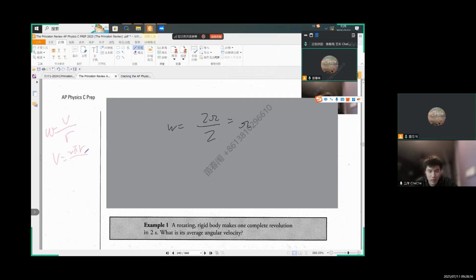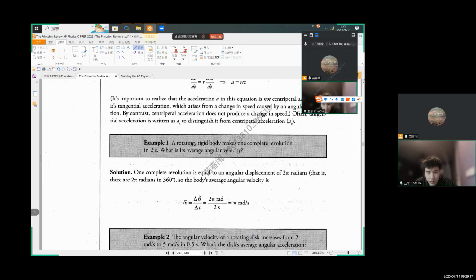And divided by, well, do we know r? Oh, we don't really need it. 2 pi r over t, and then 2 pi r over t over r, right? It's still 2 pi over t. Same thing anyway, right? So this is example 1.